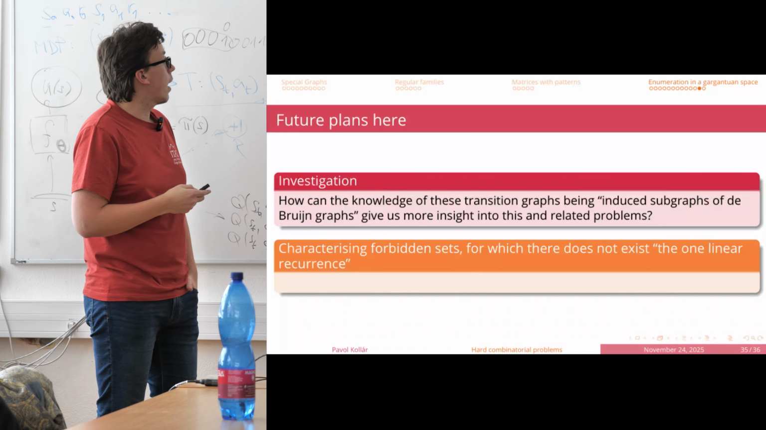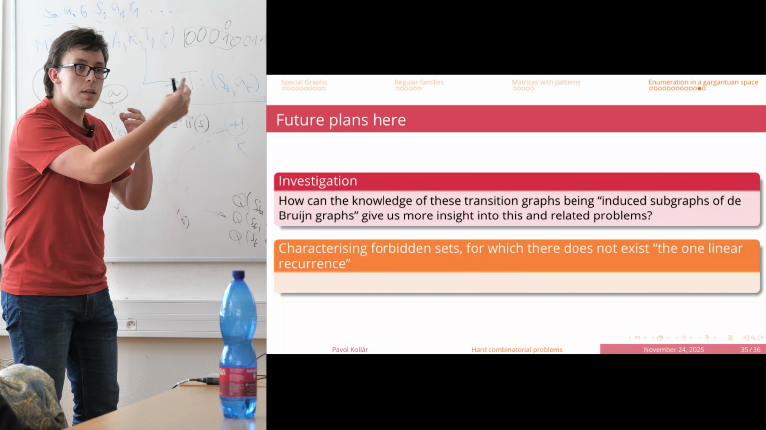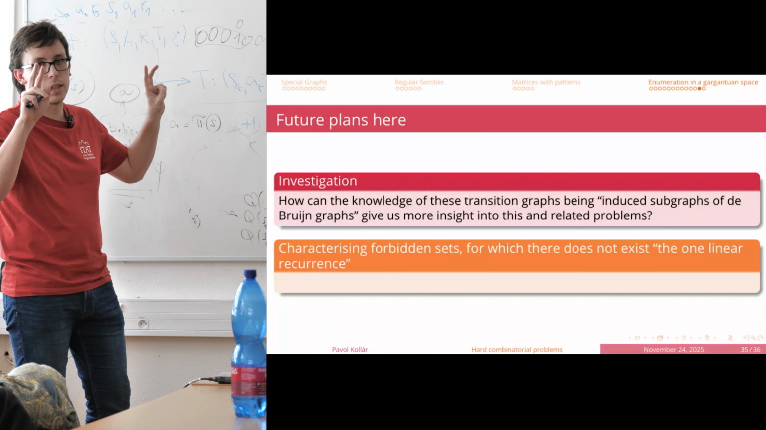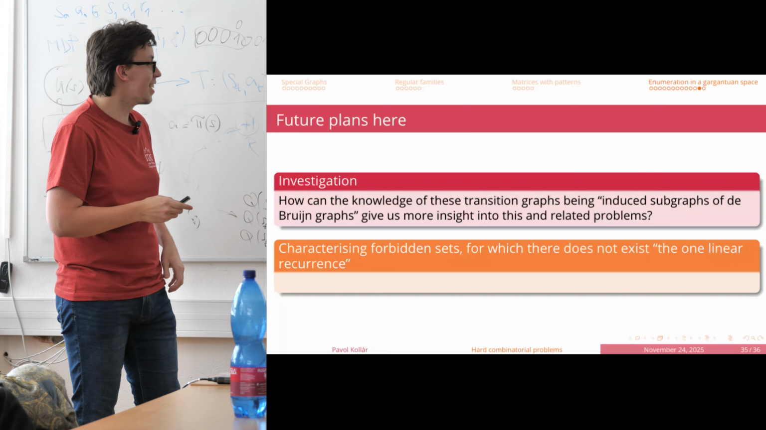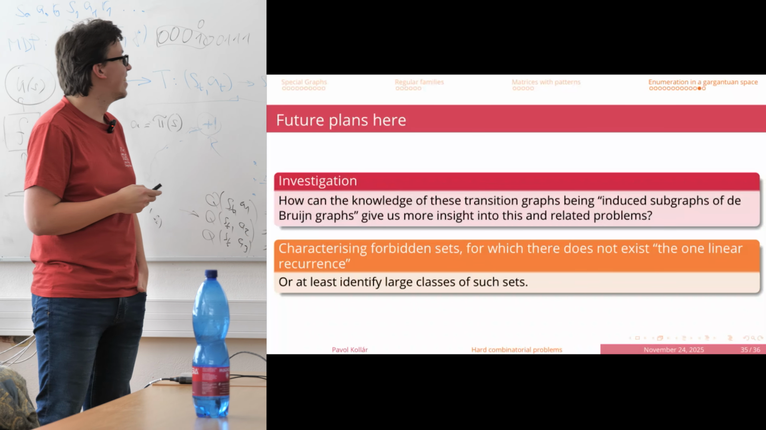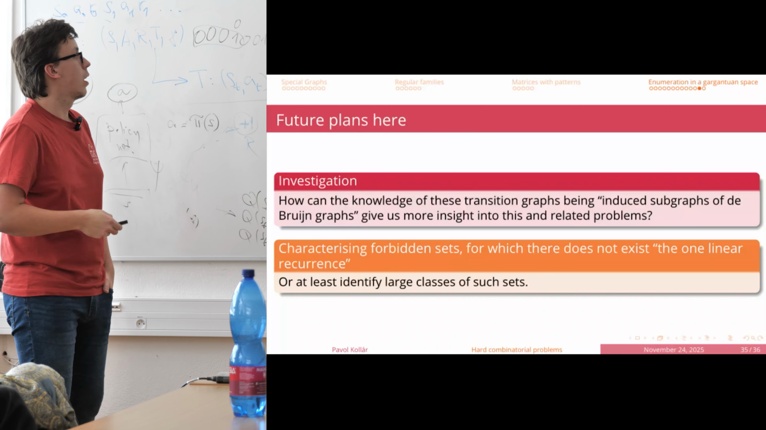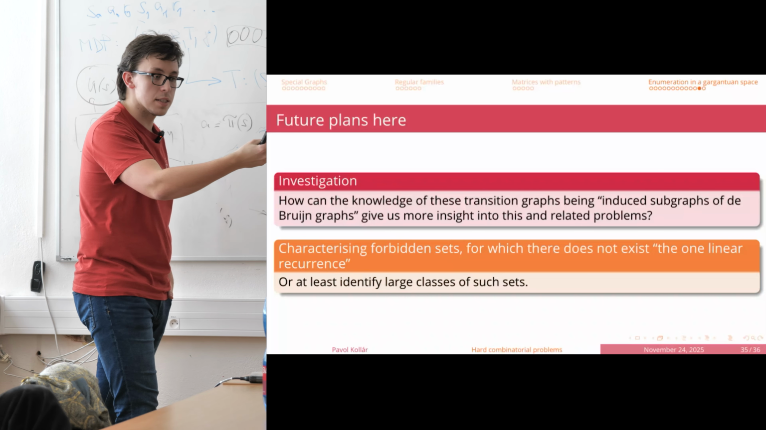Maybe. And secondly, I would like to characterize the sets of forbidden matrices for which there does not exist this one linear recurrence relation. So I don't want to become Sauron yet. Or if full characterization proves infeasible, at least identify large classes of sets that do not have this property.